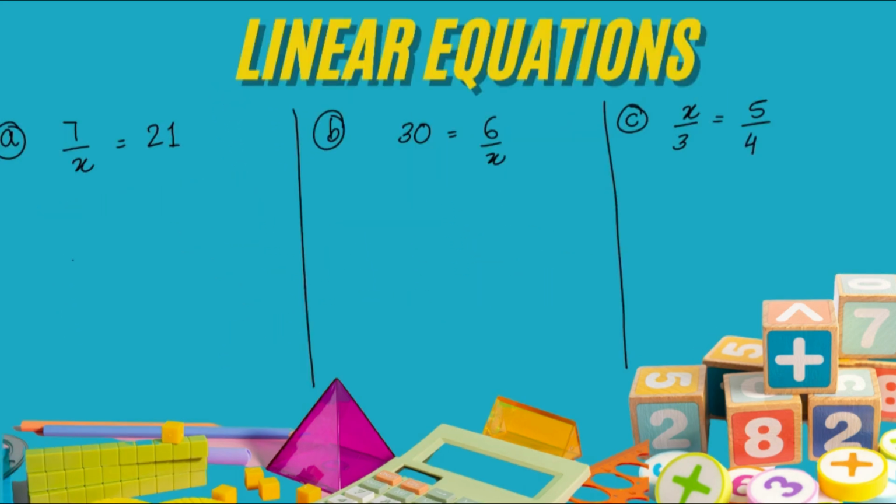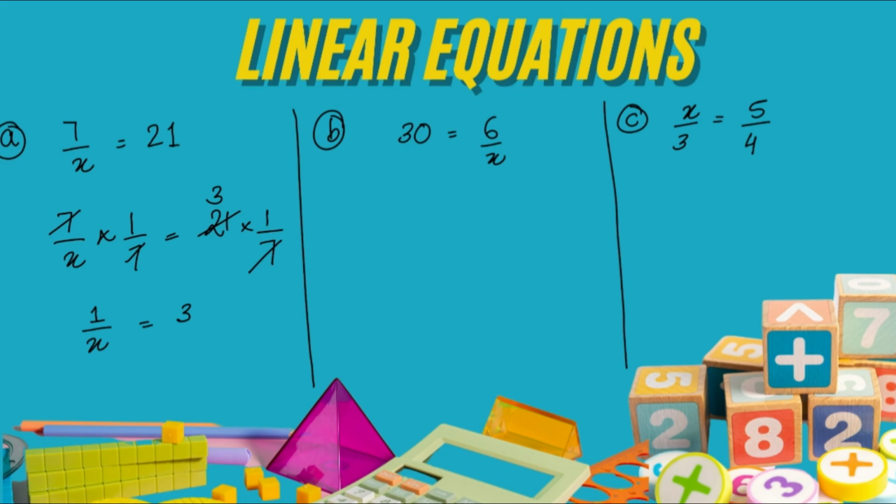Okay, let's try the first equation, that is 7 upon x is equal to 21. Now what I'm going to do is divide by 7 on both sides. So 7 upon x divided by 7, and 21 divided by 7. This 7 and this 7 get cancelled, so I'm left with 1 upon x. Here I'm left with 3. Now 1 upon x is equal to 3.